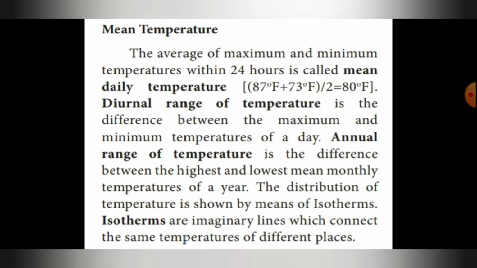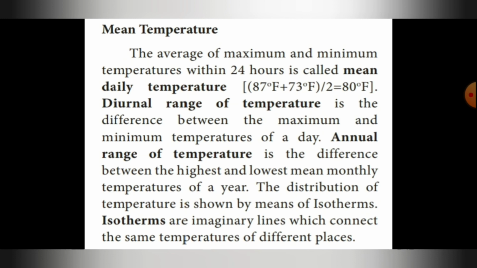Next, coming to diurnal range of temperature. This shows the difference between the maximum and minimum temperature of a day. Next is annual range of temperature. This shows the difference between the highest and lowest mean monthly temperature of a year.